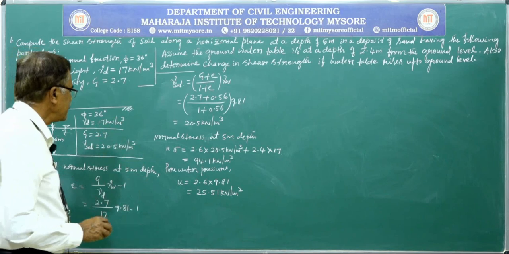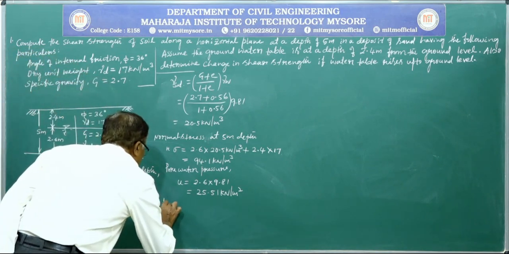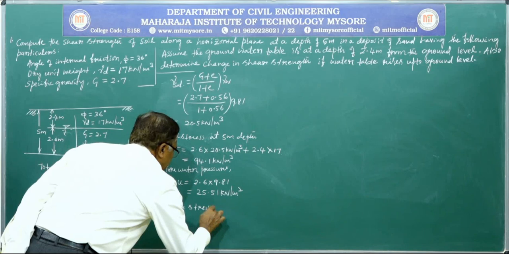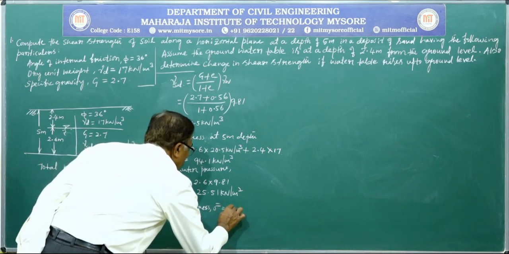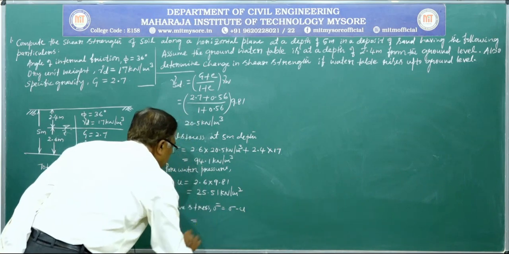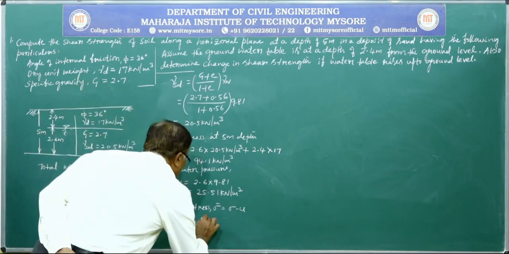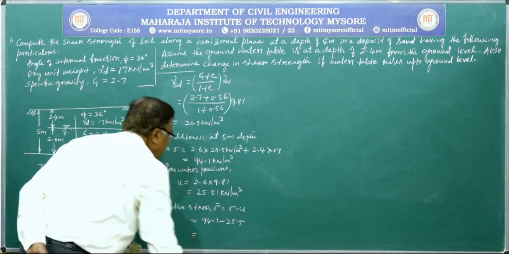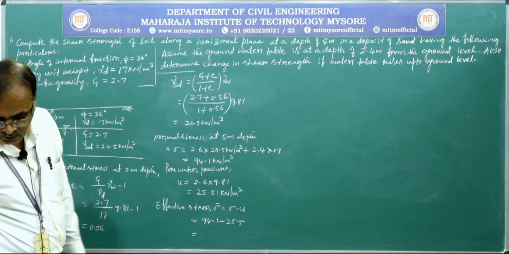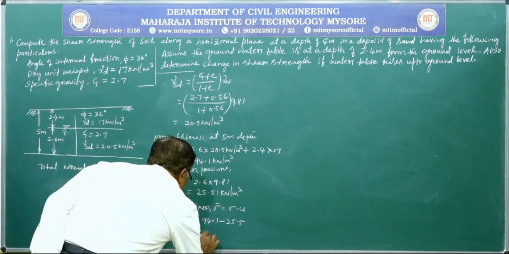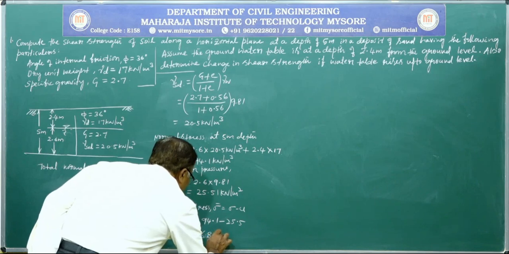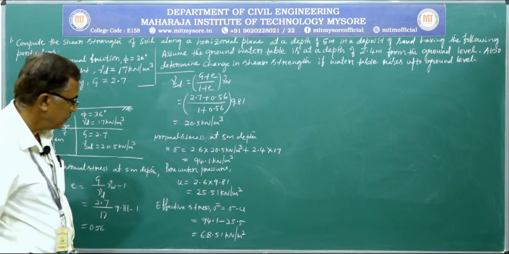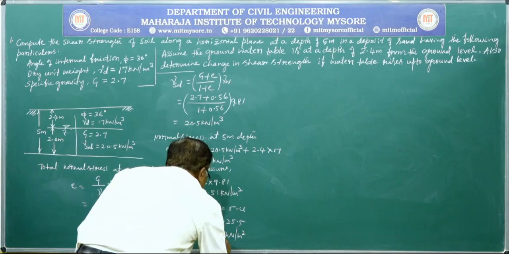Therefore, effective stress sigma bar is equal to sigma minus U, that is equal to 94.1 minus 25.5, that is equal to 68.51 kilonewton per meter square.